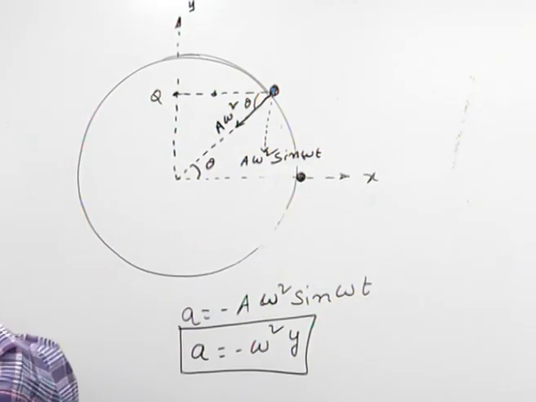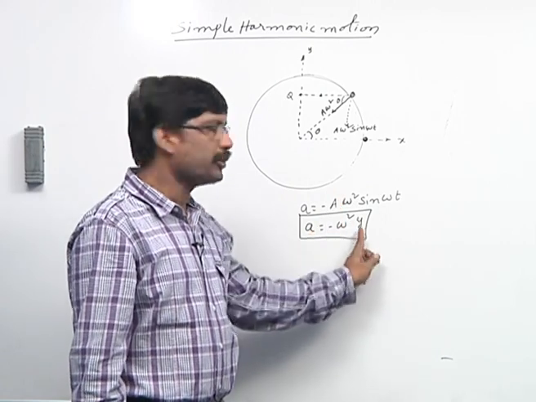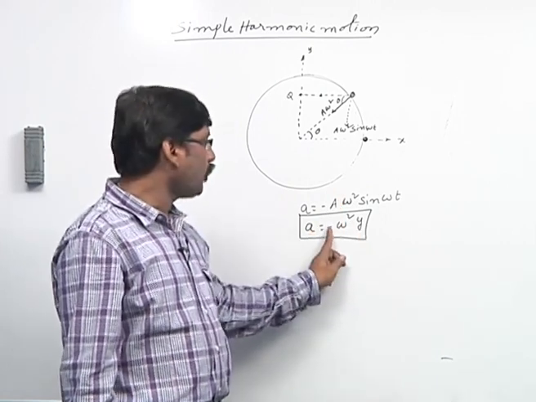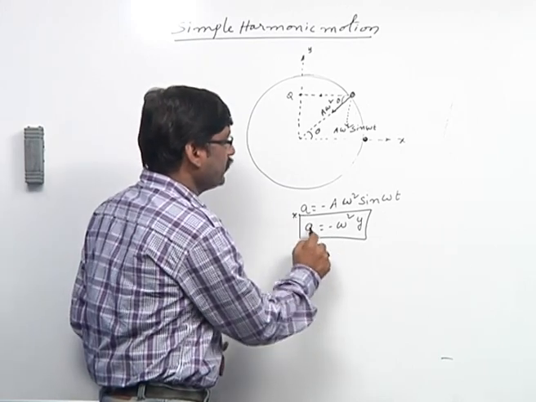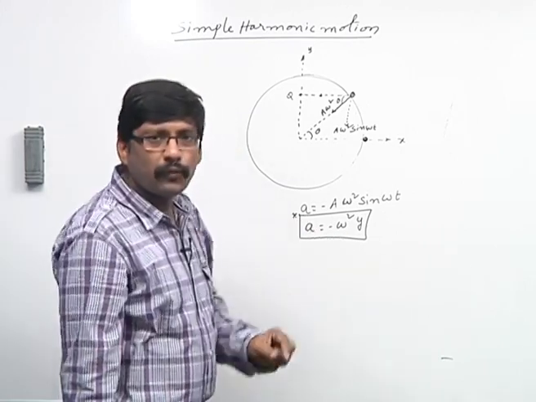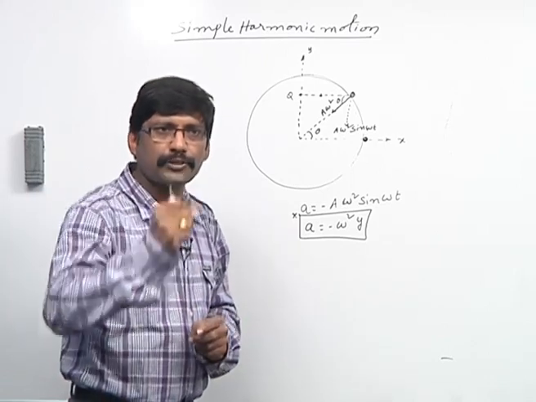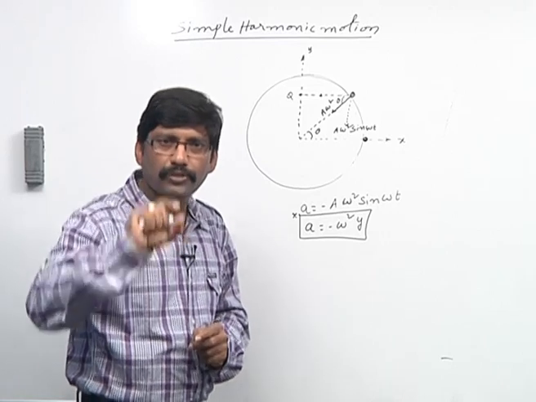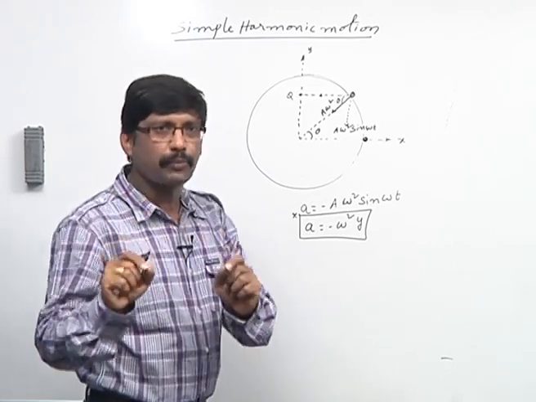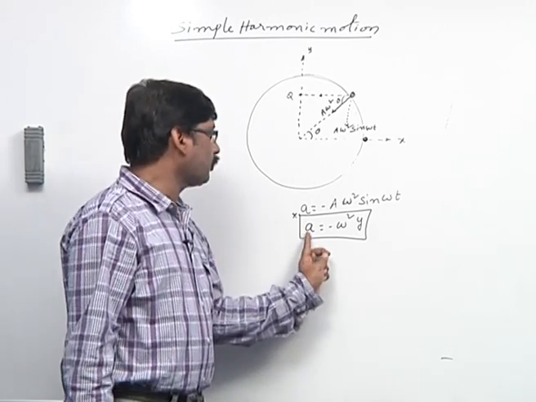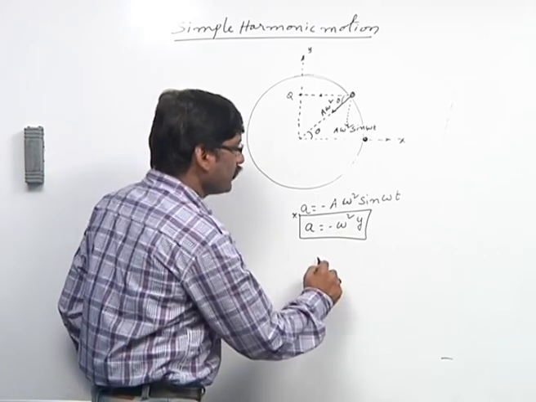Any particle is said to be in SHM if its acceleration is directly proportional to its displacement, directed opposite to displacement. A is equal to minus omega square y. For any system, we have many, like a simple pendulum, a spring mass system, or an object oscillating in a fluid. For every SHM, you have to prove that A is equal to minus omega square y. From that, we can find the angular frequency.